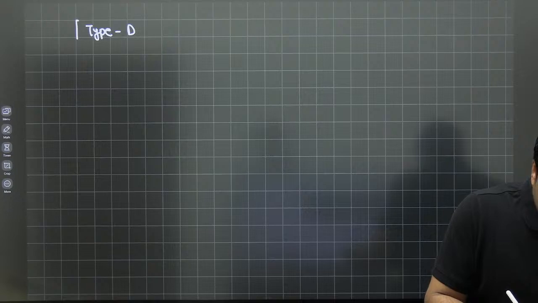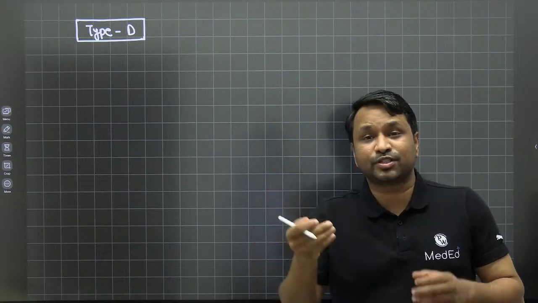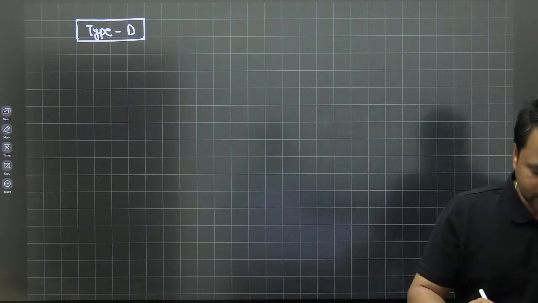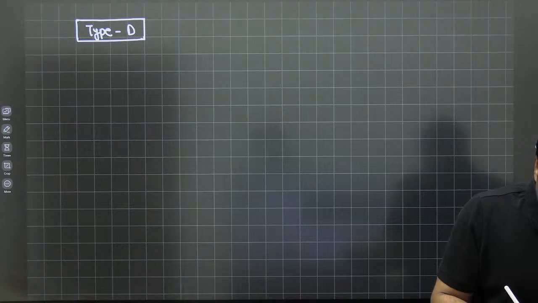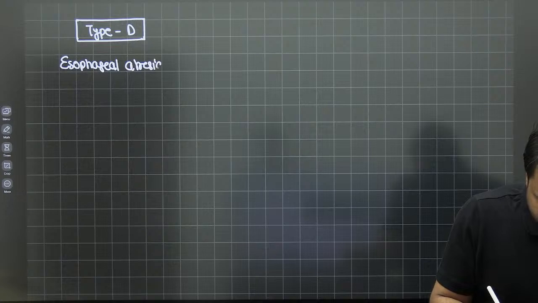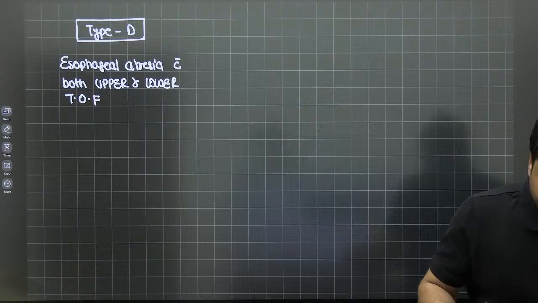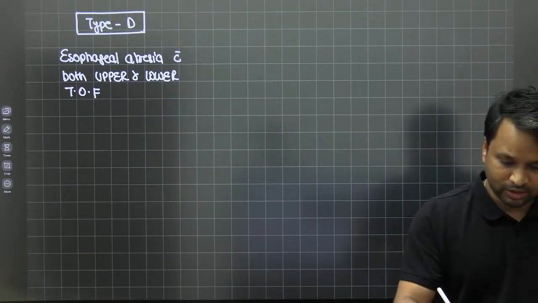Now when I say type D variety, in type A there is only atresia, no fistula. Type B there is an upper fistula. Type C there is a lower fistula. Type D will have both the fistulas. So here you can see that there is the presence of esophageal atresia with both upper and lower tracheoesophageal fistula.